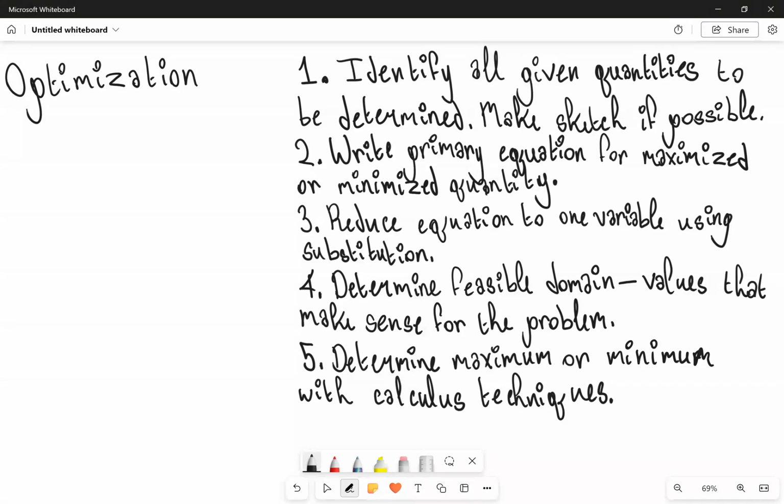And step 5, determine the maximum or minimum with a calculus technique. So that was just when we had the derivative and solved for y, and then plugged that back in to solve for x. So those are all the steps.